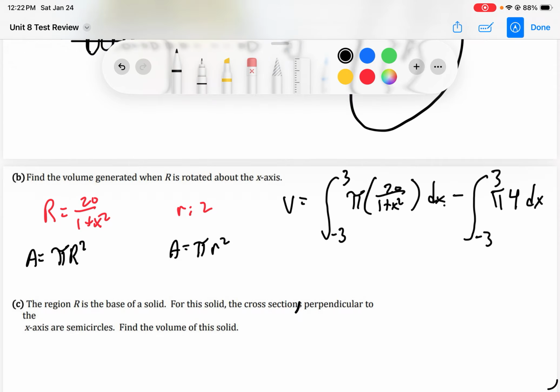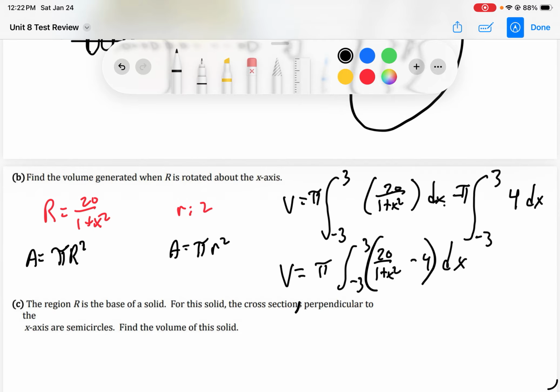Some people always do it this way. Some people put the pi's out in front, but other than that, it's the same. I like to do it as one big one. So I put the pi on the outside, -3 to 3, 20 over 1 plus x squared, squared, minus 4, in parentheses, dx. That would give me the same thing. That's just how I see it. But you do it the way that you see it.